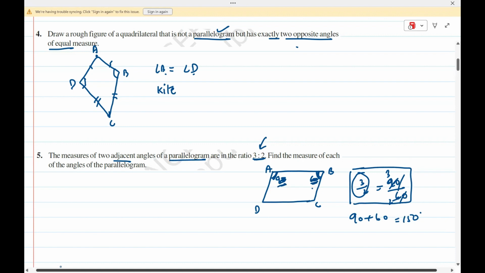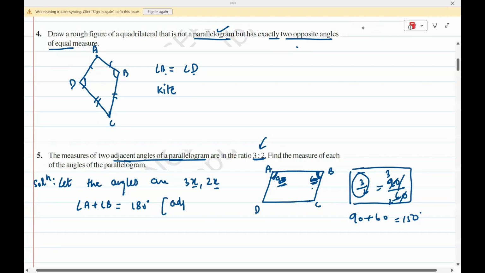Whenever they have given a ratio, always take it as a multiple of something. Suppose x. So let the angles be 3x and 2x. Always take some common number with these ratios. I'm taking x over here. This is the solution. Now, I know the property of adjacent angles of a parallelogram is that the sum of adjacent angles is 180 degrees, means they are supplementary.